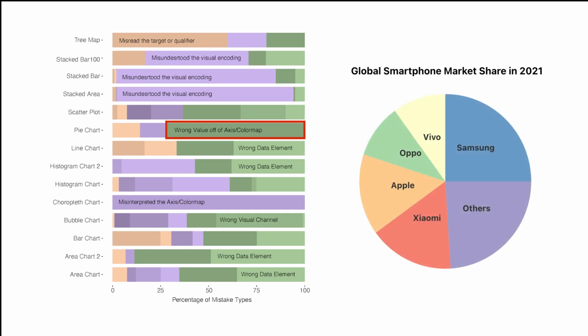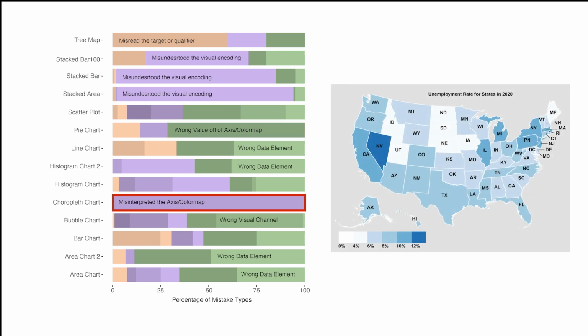For pie charts, the most common mistake was identifying the correct segment of the pie, but then reading off degrees instead of percentages from the pie wedge. The choropleth, which was the top performer in terms of accuracy, only triggered one type of mistake: misinterpreting the quantized color map and reading off the wrong value or interval.